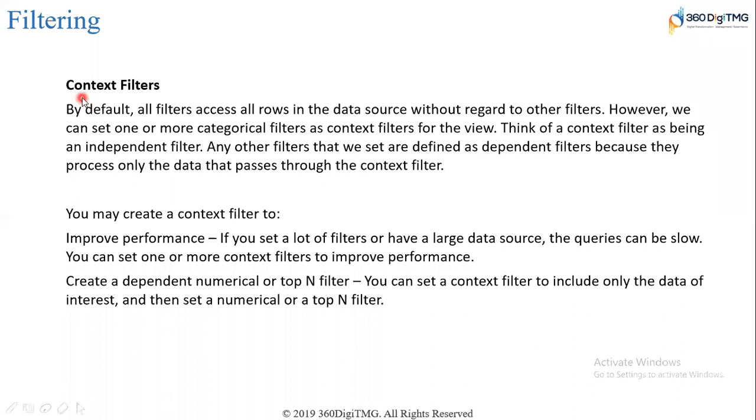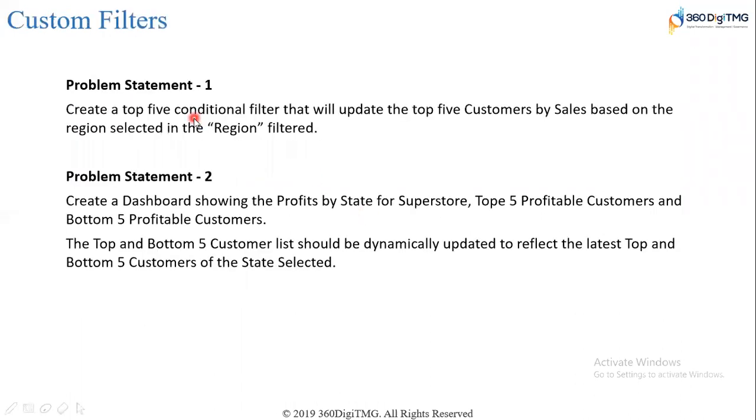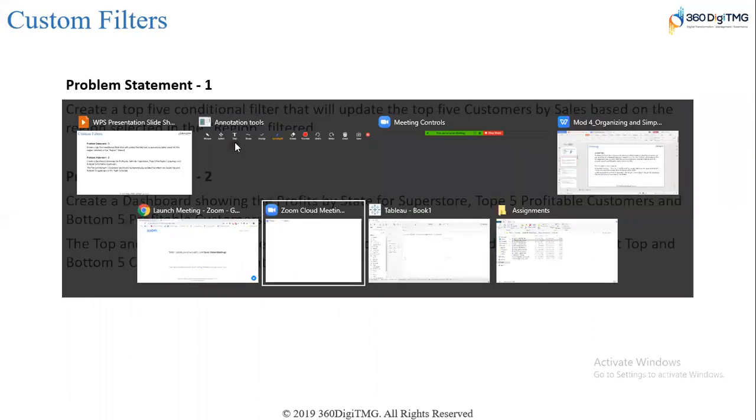We will understand the concept of context filters by using two different use cases. Problem statement 1 given to us is to create a top 5 conditional filter that will update the top 5 customers based on the sales by the region that they belong to. So how do we solve this use case? Let us switch to Tableau and see.